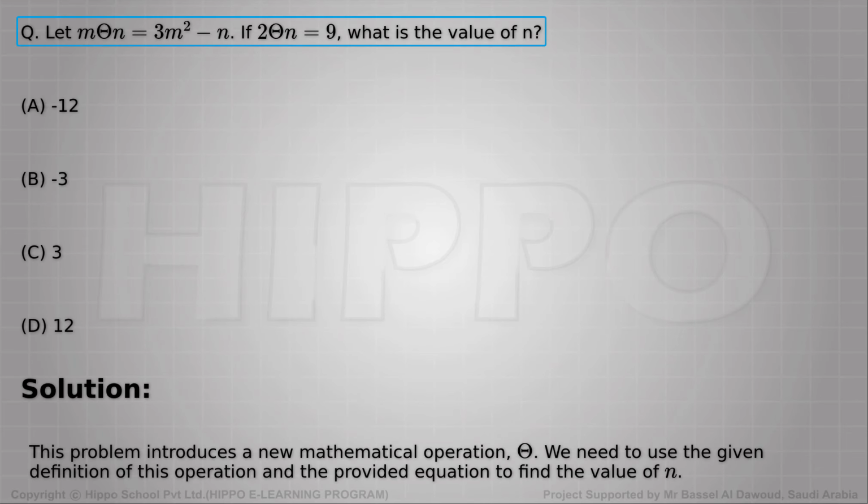Hi everyone. Let's take a look at this SAT problem. This is a classic new operator or defined operation question. You'll see a symbol you've never seen before. In this case, it's the theta symbol. Don't let it scare you. The problem will always tell you exactly what the symbol means. Our job is to act like a detective, follow the rule they've given us, and solve for the missing piece.